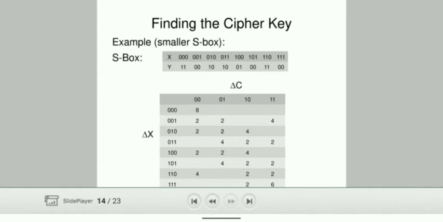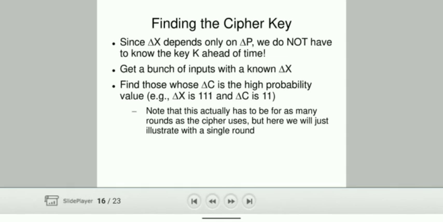Finding the cipher key, a smaller S-box is given, where delta C is the columns and delta X is the rows. We can see the values given there using the S-box. Since delta X depends only on delta P, we do not have to know the key ahead of time. Get a bunch of inputs with a known delta X, and find those whose delta X has the highest probability value.